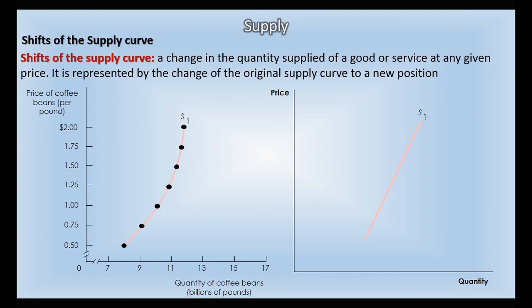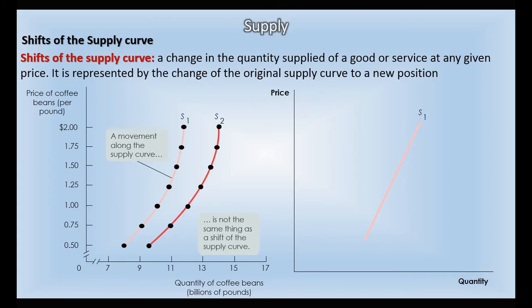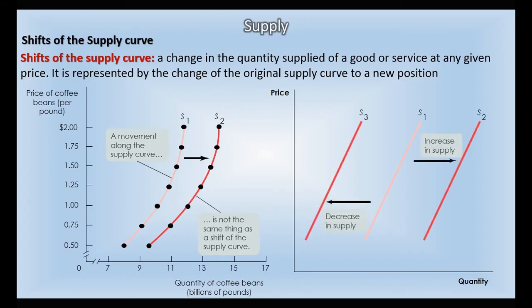So here we've got a supply curve. Again, in this case, we're talking about coffee beans. A movement along the curve means that the price of coffee beans is changing, and that's changing the quantity supplied in that market. And it's not the same thing as a shift of the supply curve, which in this case represents an increase in supply, or a decrease in supply if the curve has shifted to the left. And what it means is that at any given price, producers are willing to supply more. So price isn't changing how much they're willing to supply. Something else is affecting it.